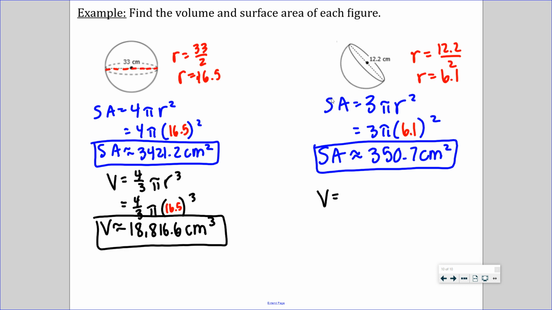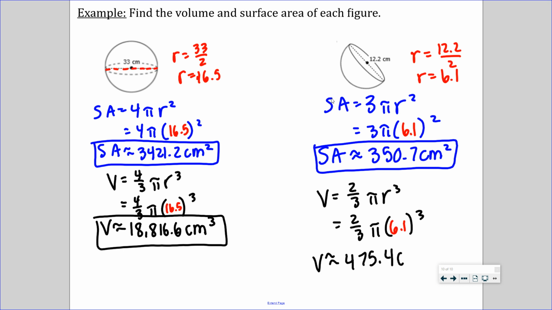Volume. When we're talking about space, you have a whole globe that's filled with water. You slice it right in half. You have exactly half of the bowl still filled. So your volume for a hemisphere is exactly half of this. Half of 4/3 is 2/3 pi r cubed. 6.1 is still my radius. And some more calculations. 475.4 centimeters cubed.